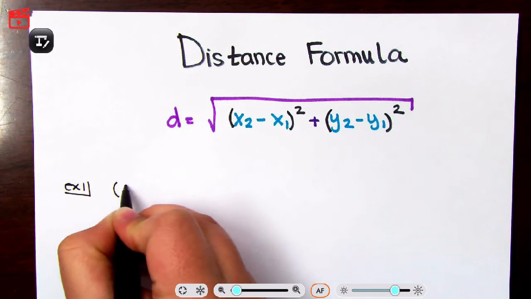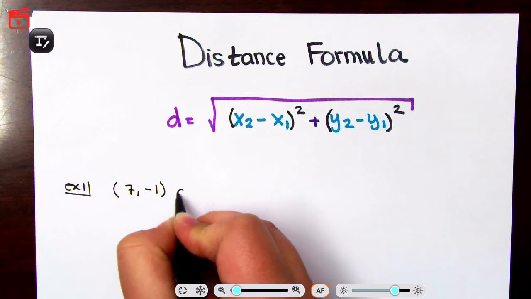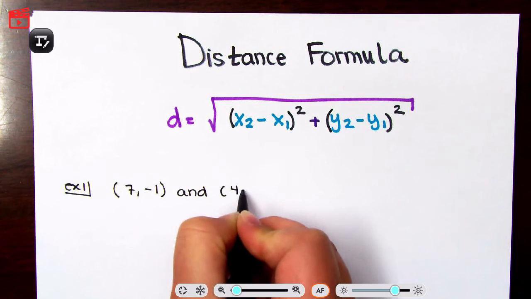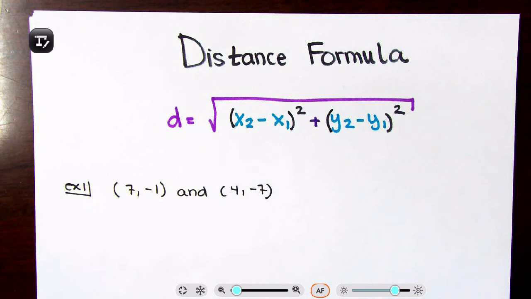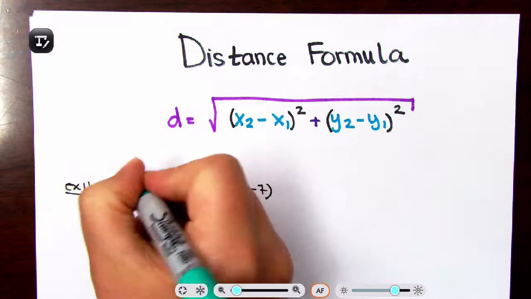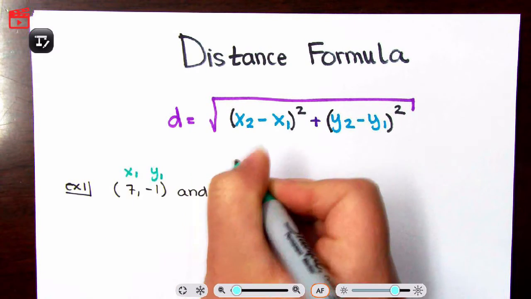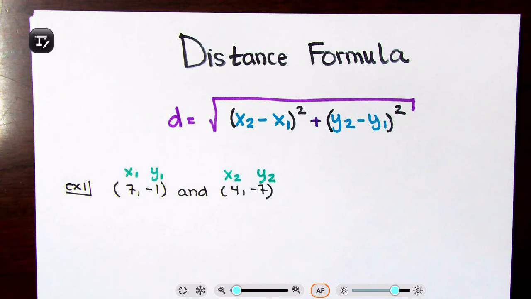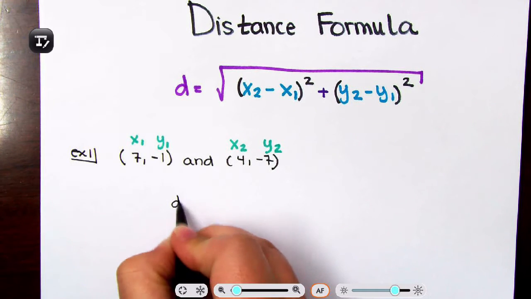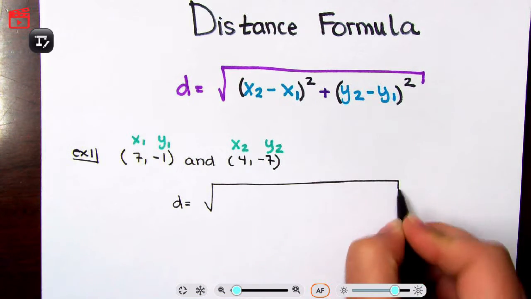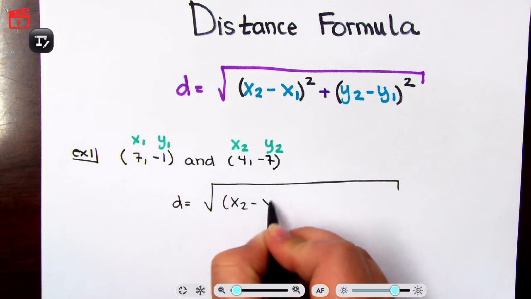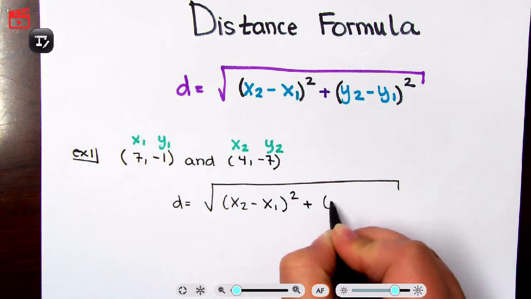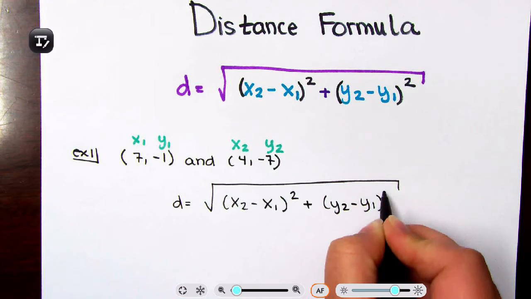We have 2 points, (7, -1) and (4, -7). Step number 1 is to label your points, just like we always label them: x1, y1, x2, y2. Now that you have labeled your points, you're going to copy down this formula: d equals the square root of x2 minus x1 squared plus y2 minus y1 squared.